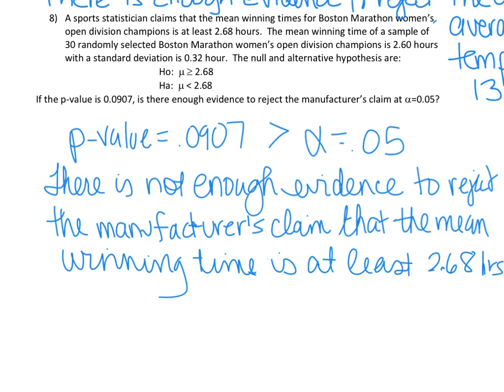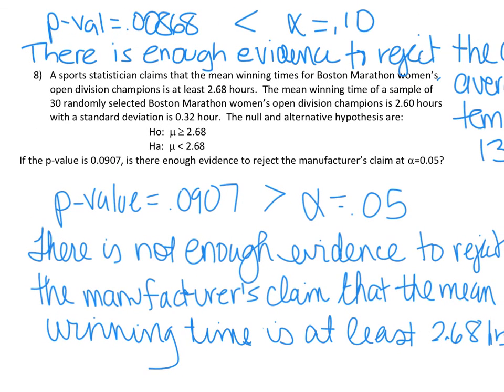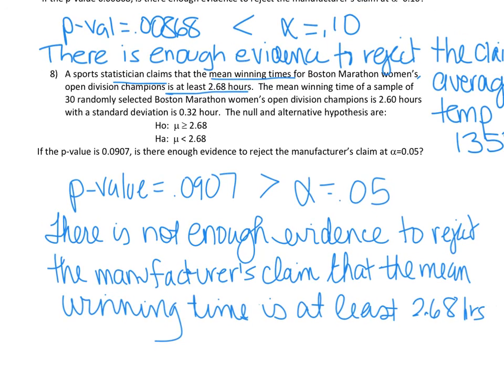And I got that from right up here in our very first sentence. The statistician claims, and then it's the mean winning times is at least 2.68 hours. You can write everything from mean winning times for Boston Marathon Women's Open Division Champions is at least 2.68 hours. I'm not going to require you to do that much, however.